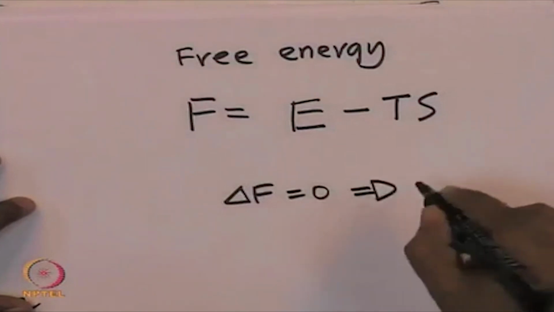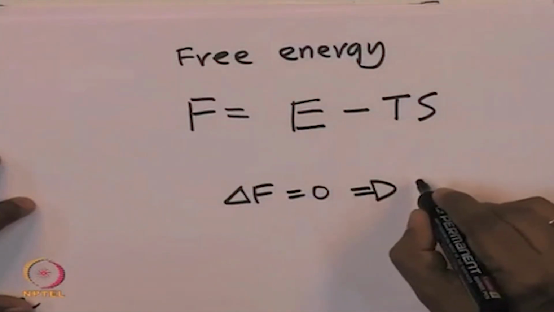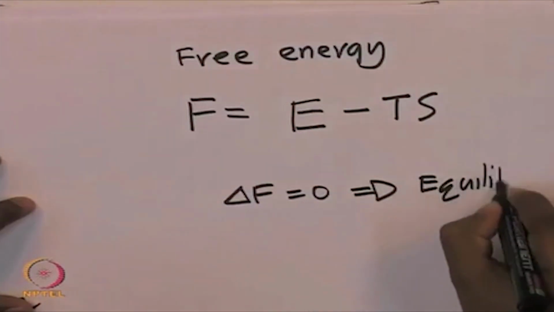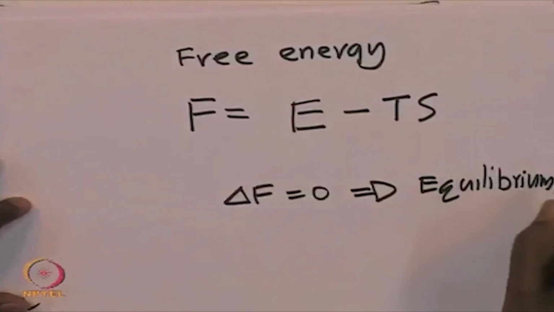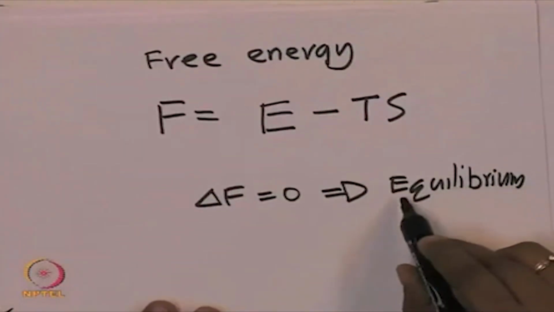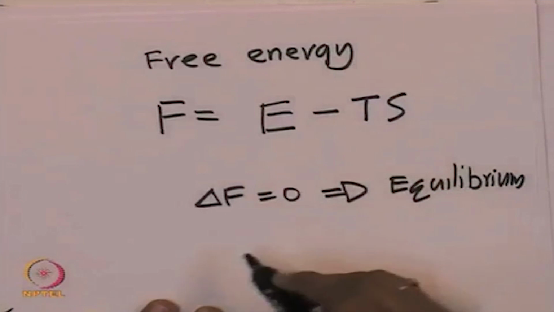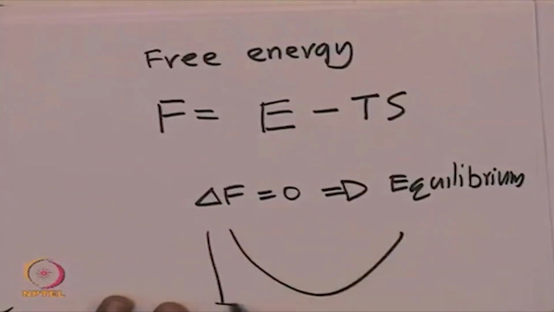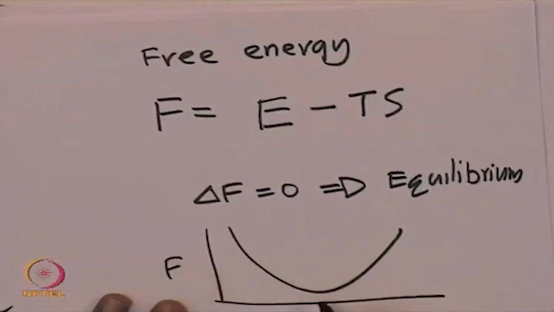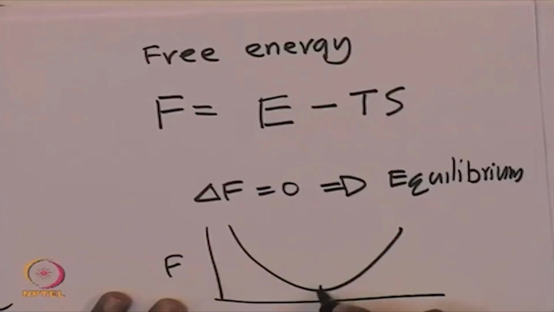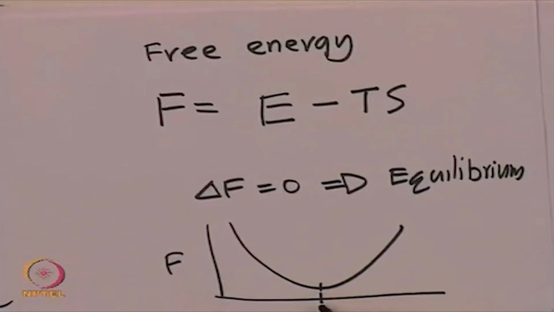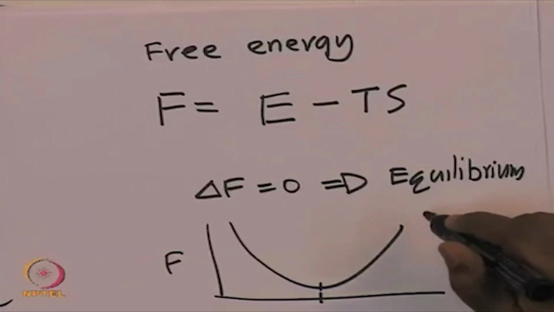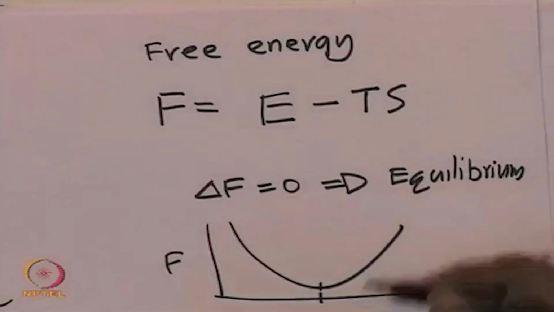Whenever F is minimum or delta F is 0, it leads to equilibrium. So, this is the definition of equilibrium. A system is in equilibrium when the free energy is minimum or the change in free energy is 0. If you plot free energy as a function of any parameter, you will have a minimum, and this is the point where the system is in equilibrium. We will discuss this equilibrium in detail, but this is the importance of free energy.